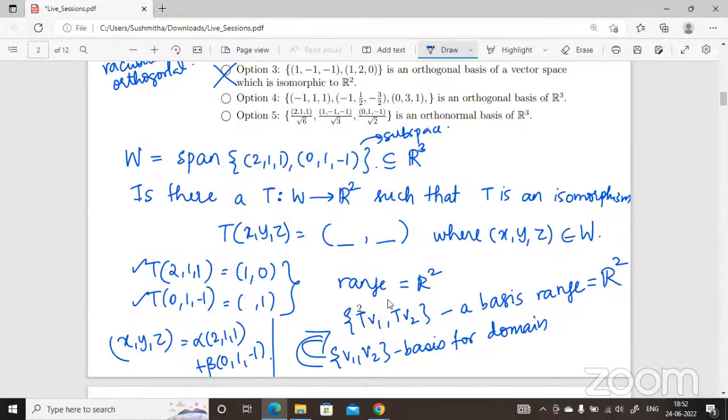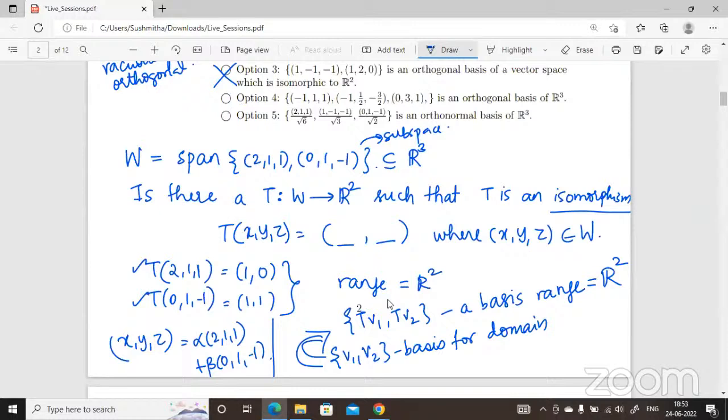Why (1, 0)? Suppose this goes to (2, 0), (2, 0). Then what is the rank of this transformation? The rank of the transformation is 1. You agree, right? Because the range is one dimensional. Yes, ma'am. But I want the rank to be 2, because I want an isomorphism. So I am defining it like this, (1, 1). Now, do you agree the rank is 2? Yes, now the rank is 2.